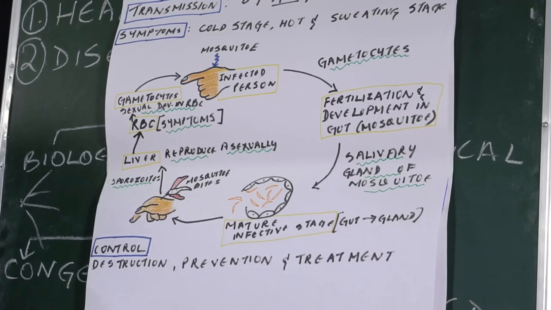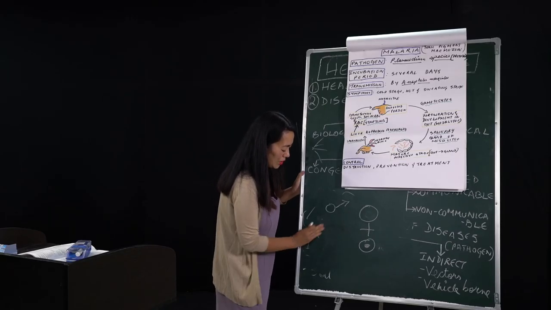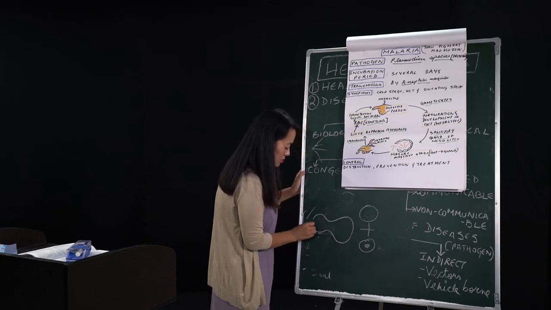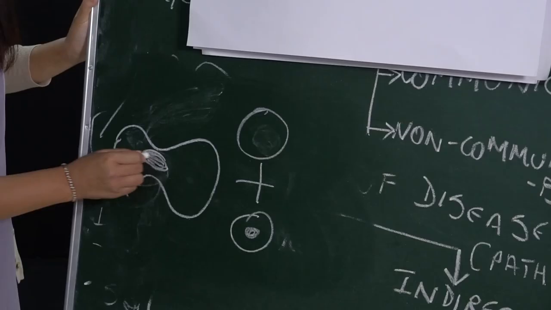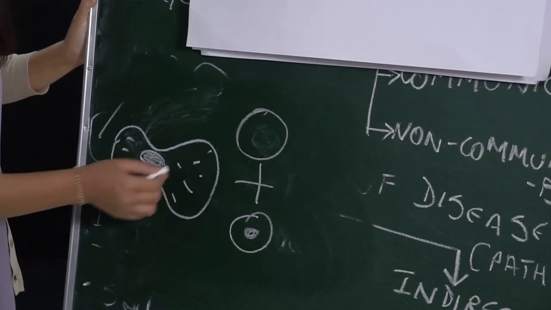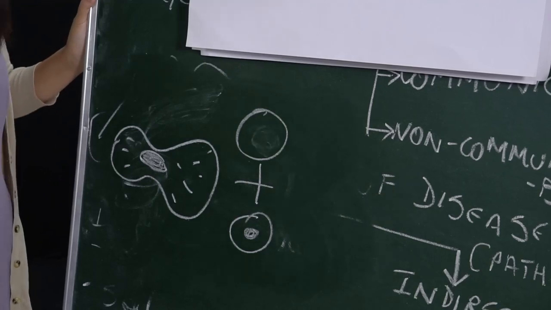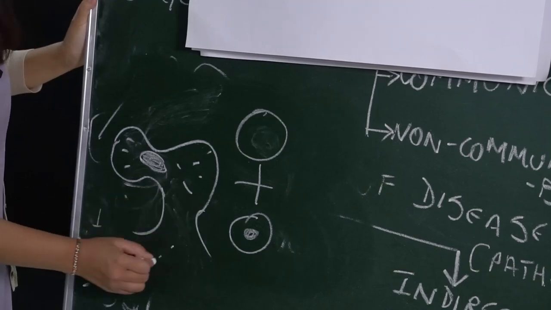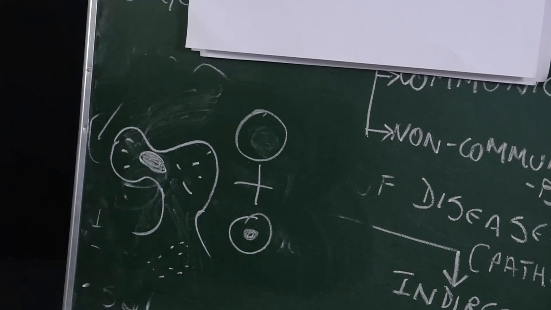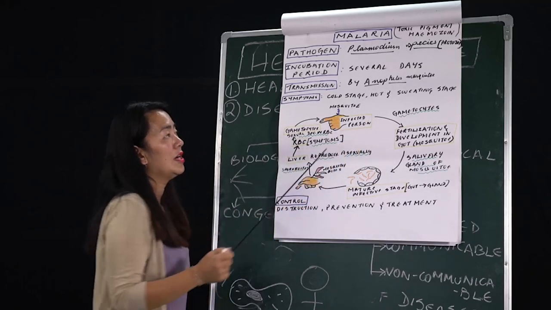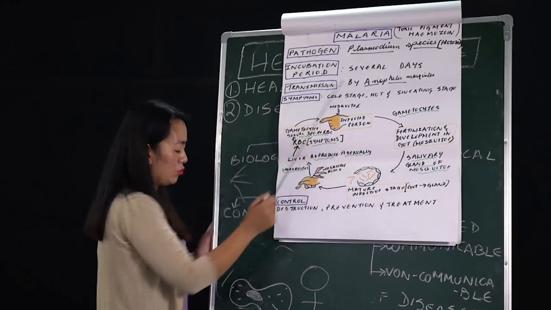When it undergoes sexual development, what will happen is that the red blood cell, RBC, you know that RBC is a biconcave disc, right? So the sporozoites will come in the RBC. After a certain time, after the sexual development, the RBC will erupt. It will burst out, okay? This bursting out of the RBC will release a toxin called hemozoin. Remember that. This is highly toxic. This toxic pigment called hemozoin will be released.